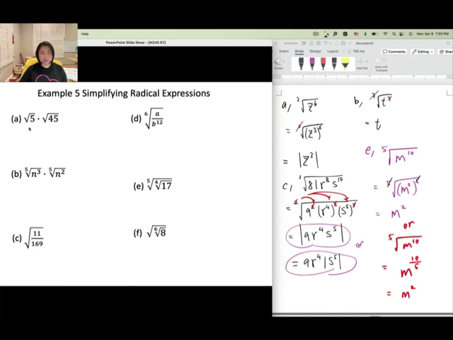Okay, a, this is a square root times square root of 45. Both of them are square root, so I could just combine the square root together, 5 times 45. Okay, which is gonna be 225. So square root of 225, that'll be the 15.